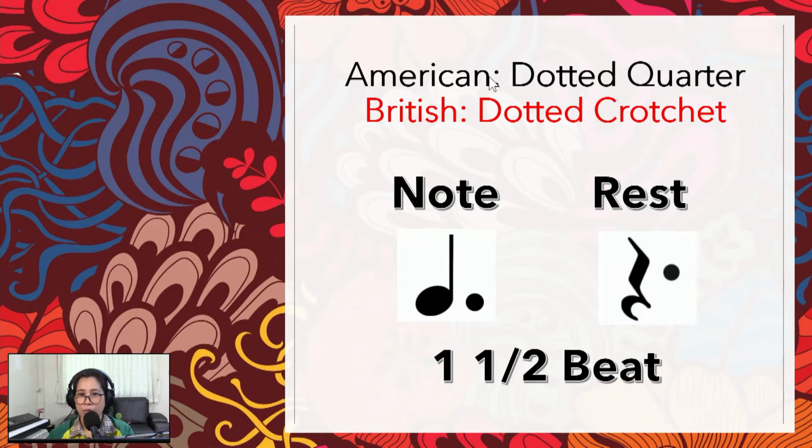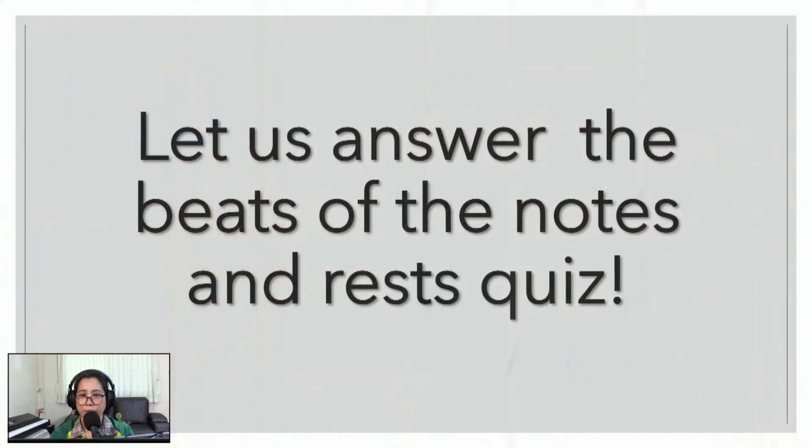So we will read them by their names. American name, they call it dotted quarter note, dotted quarter rest. In British, they call it dotted crotchet note, dotted crotchet rest, which has a value of 1.5 beats. Understand? So, this is to quiz you on whether you can remember the beats of the notes that I will flash on the screen. Okay?